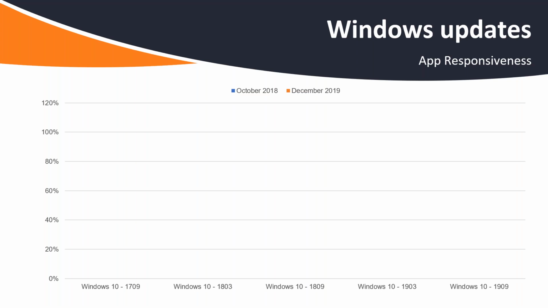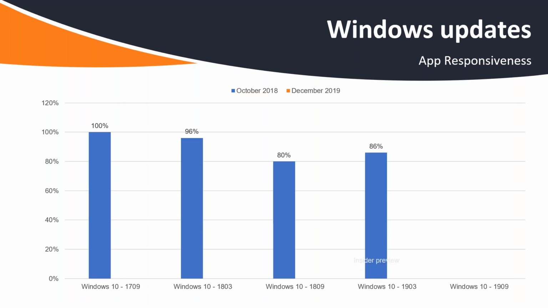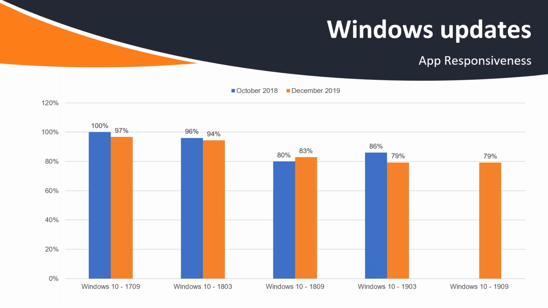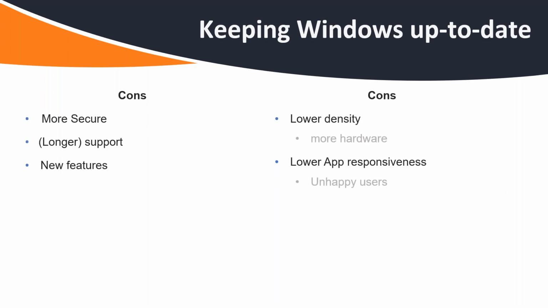That's for sure. No, exactly. Looking at application responsiveness, we did the same test. Baseline was 1709. We saw it fluctuating a little bit, and this is what we see now. So keep that in mind. If you're migrating to a newer version, it also impacts your density and your user experience. So when we sum it up, keeping your Windows updated keeps you more secure.